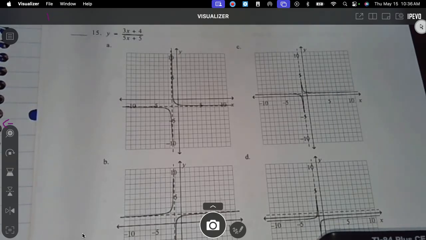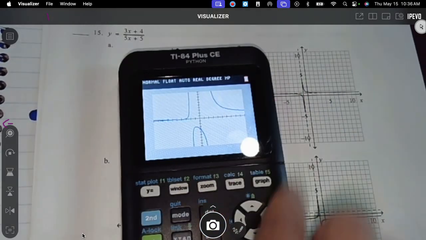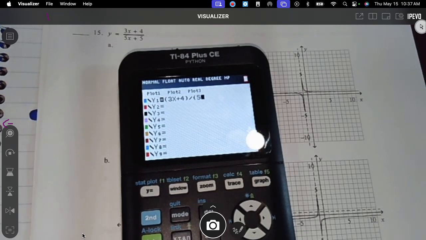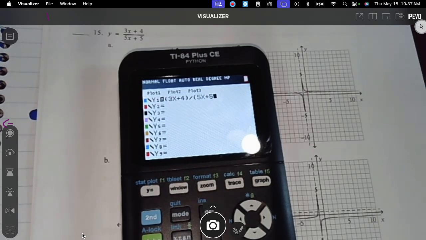I've got, in parentheses again, 3x plus 4. Please don't forget parentheses. Divided by 5x plus 5.